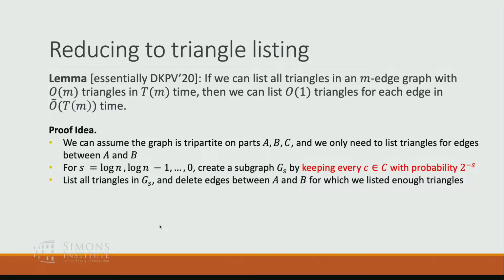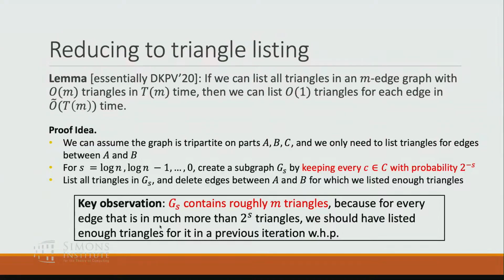After this iteration, if we have already listed enough triangles for an edge between part A and B, then we delete this edge in future iterations. We do not need to consider this edge anymore. The key property we need is that each G_s contains roughly m triangles. If G_s contains much more than m triangles, we cannot use an algorithm for listing m triangles to solve it.